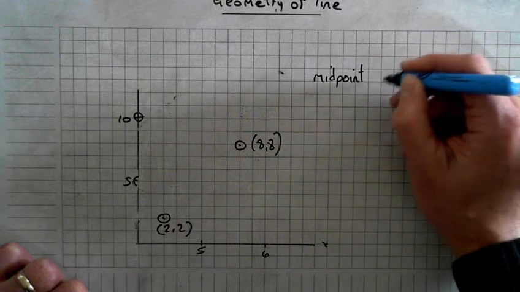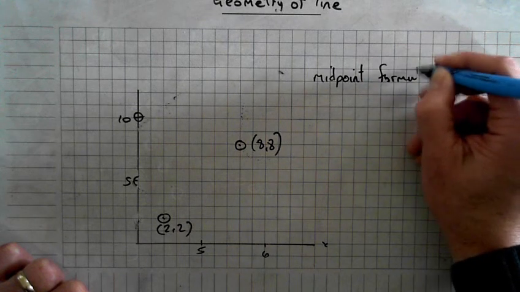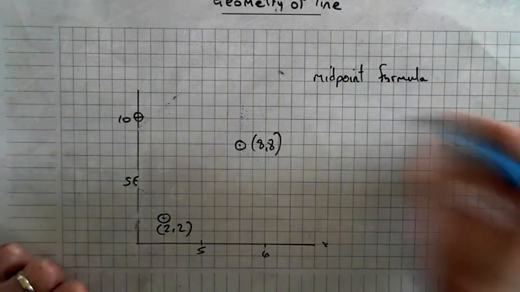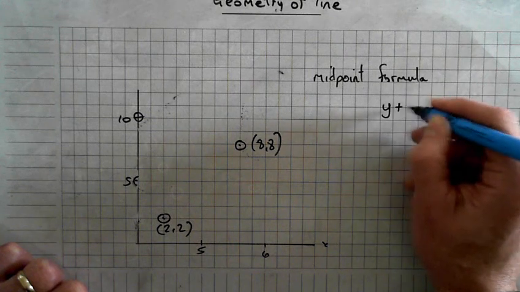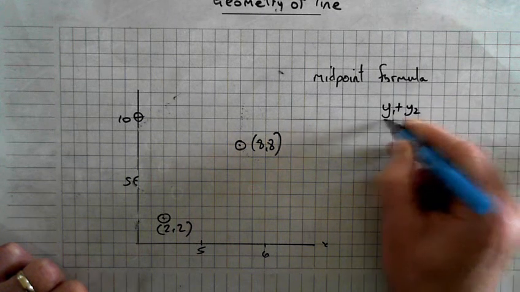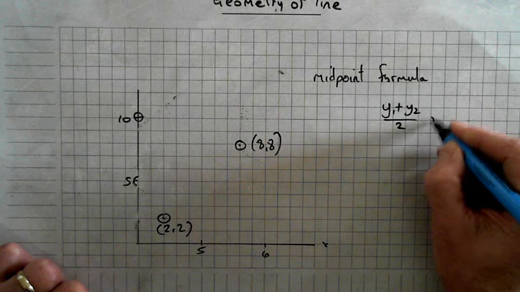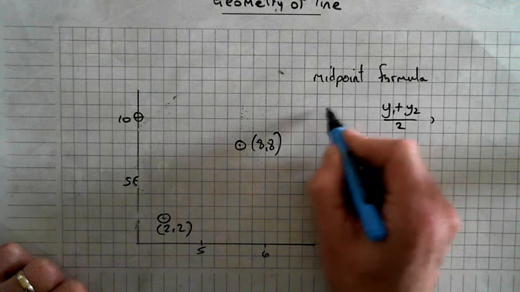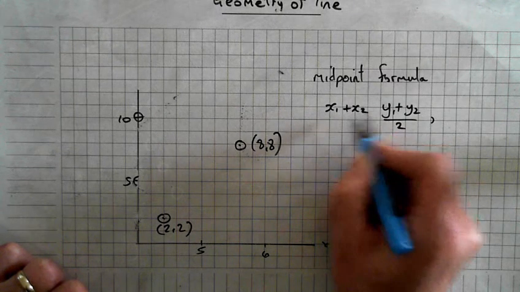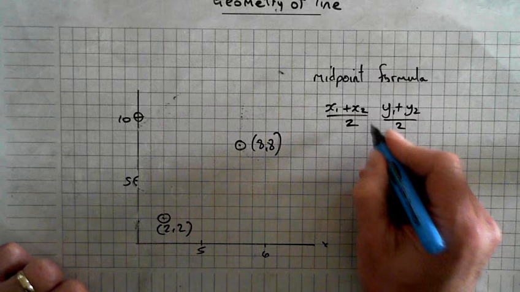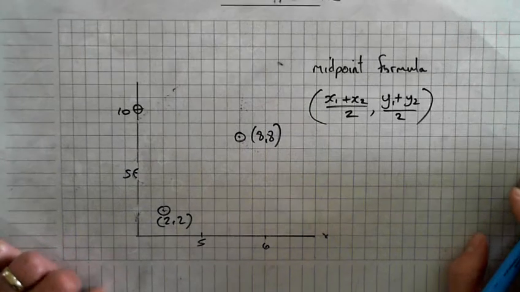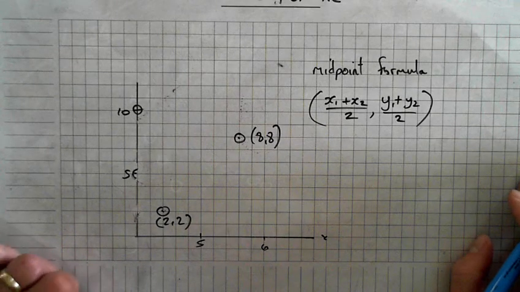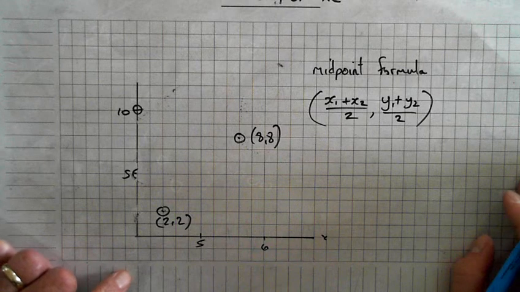There is a midpoint formula. It's x1 plus x2 over 2, comma, y1 plus y2 over 2. That's the midpoint formula.